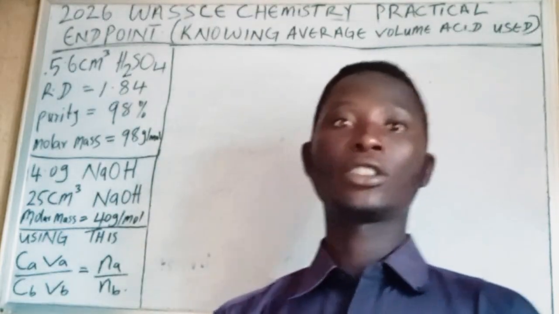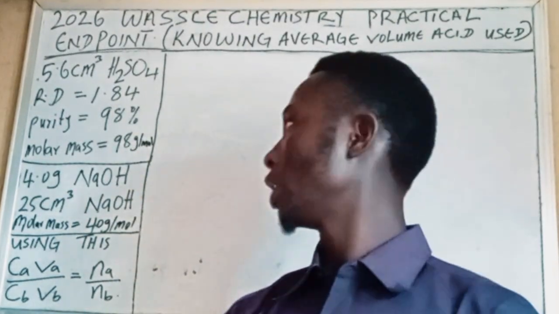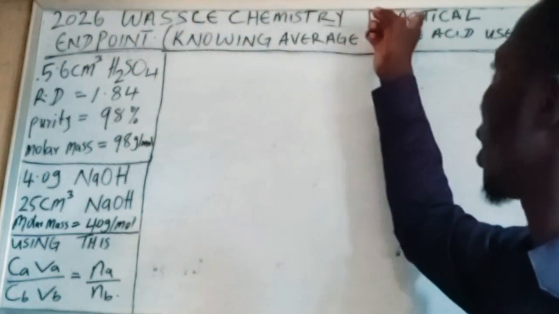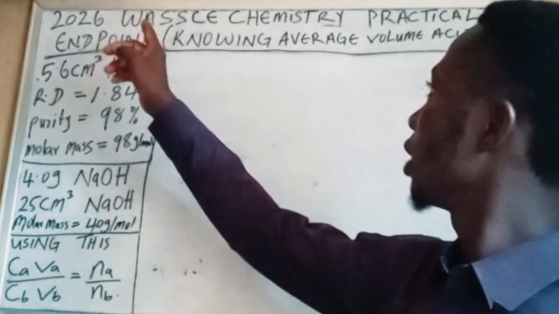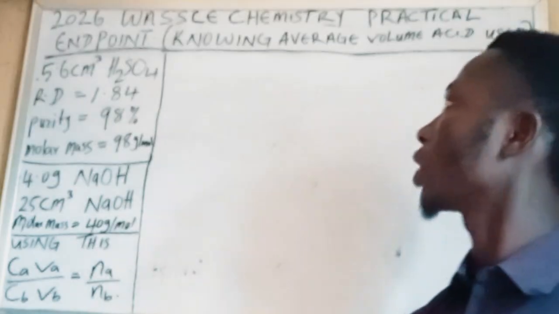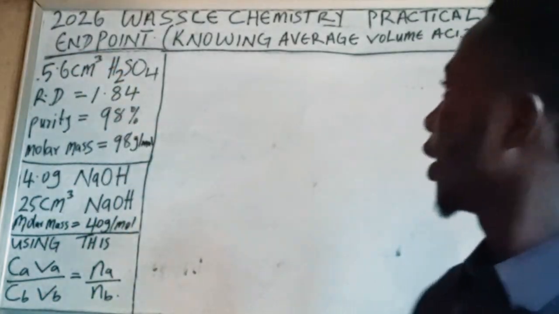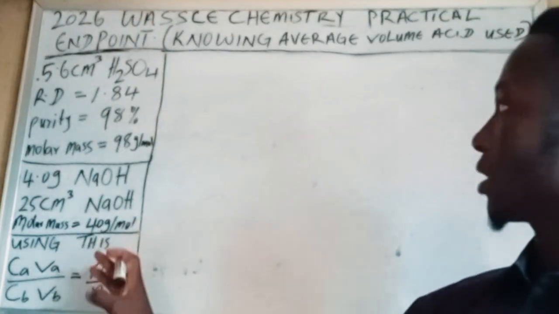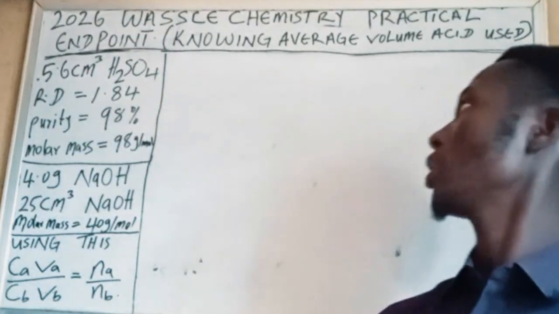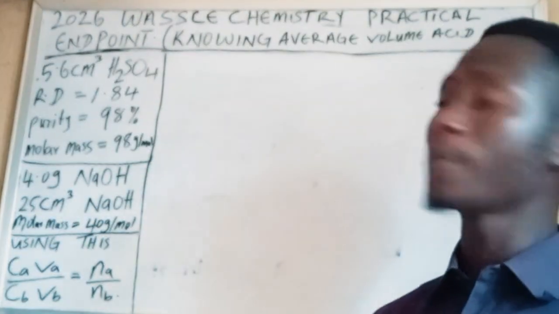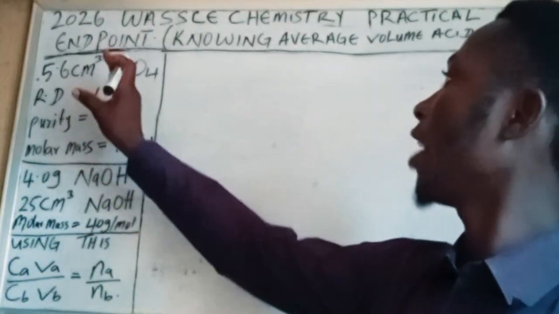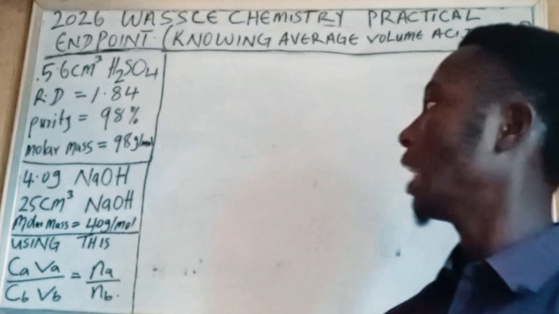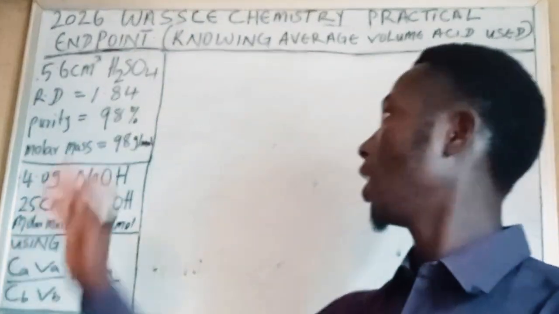Today's lesson is both for teachers and for students. If you are writing the 2026 WAEC chemistry practical examination, this is the lesson in which you can determine your endpoint volume of acid used. These are data that are highly predicted, about 95% predicted values in our chemistry practical specimen, and this is only for titration.